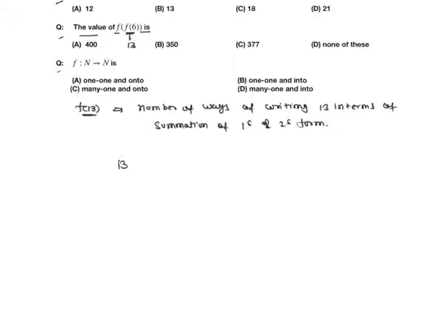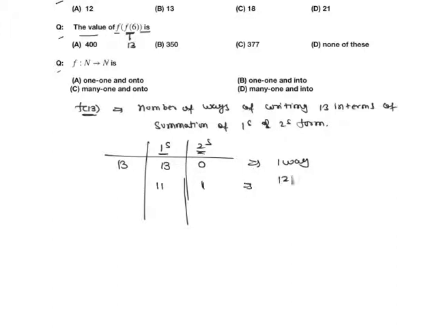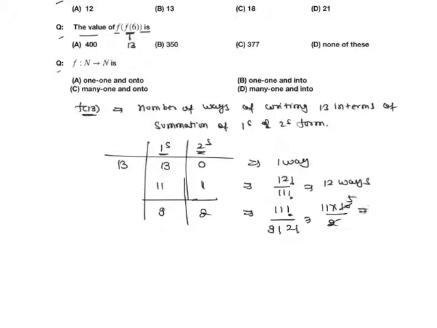So 13 we can write as, if you use ones or twos. If I write 13 ones or 0 twos, that is 1 way. If you use 1 eleven times and 2 one time, total is 12 factorial divided by 11 factorial, that is 12 ways. If I use 1 nine times and 2 two times, number of ways is 11 factorial divided by 9 factorial into 2 factorial. This will come 11 into 10 divided by 2, so this will come 55 ways.